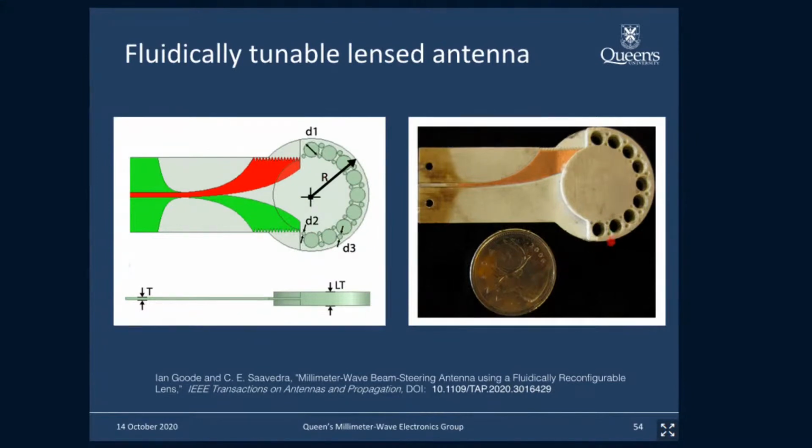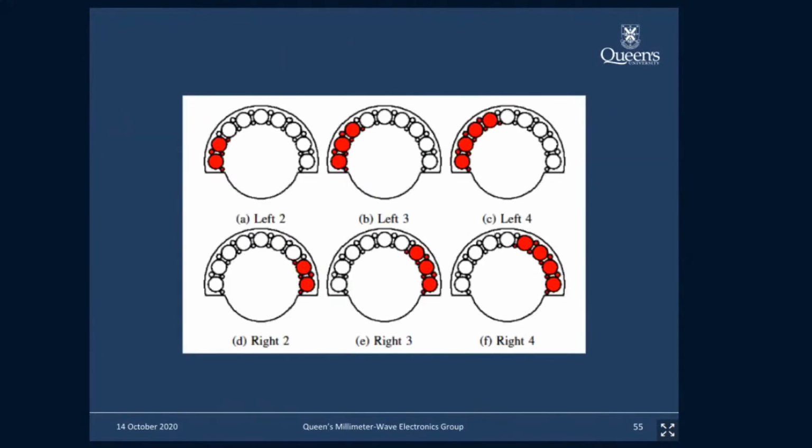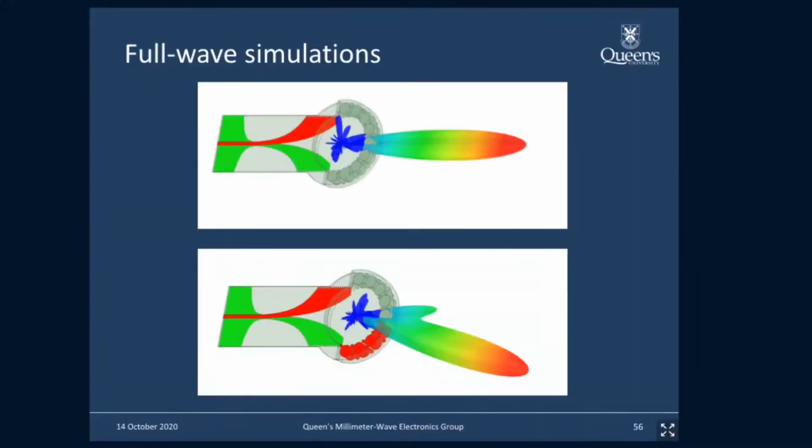Okay, so that's an image there of the actual antenna. This paper is actually already on IEEE Xplore as early access. Here are the fill-in patterns that we use, so we can steer over a certain range of angles. And here is a full wave simulation of how the radiation pattern changes as we fill different areas of the lens with fluid.